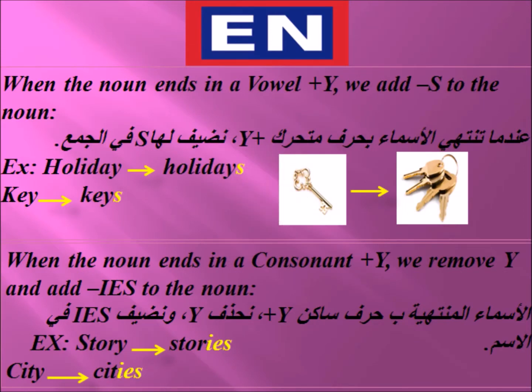Let's move to the third rule. When the noun ends in a vowel plus Y, we add S to the noun. For example, holiday, it becomes holidays. Key, keys. When the noun ends in a consonant plus Y, we remove the Y and add IES to the noun. For example, story, stories. City, cities.